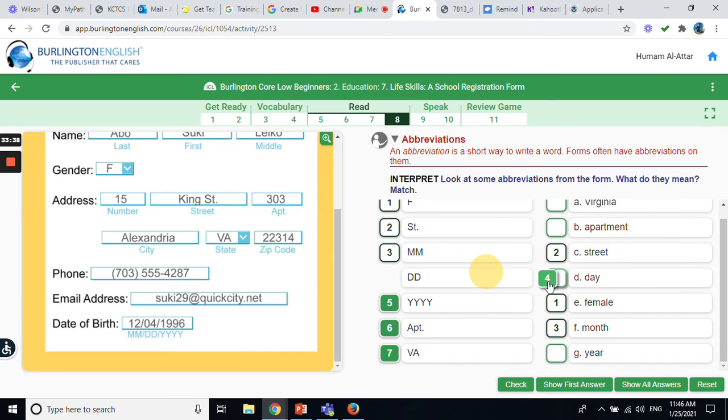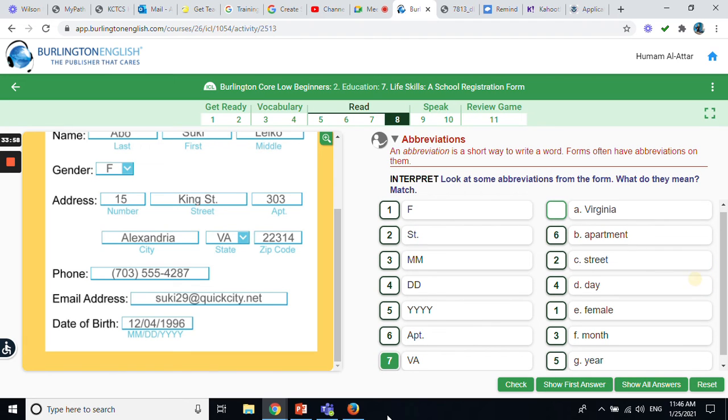DD means day. YYYY means year. Okay. What is APT, Bumo? Apartment. Very good. And the last one, VA, means Virginia, the state of Virginia. And all the answers are correct. Very good.